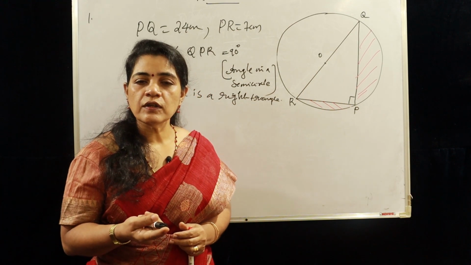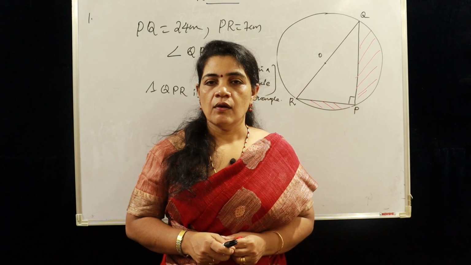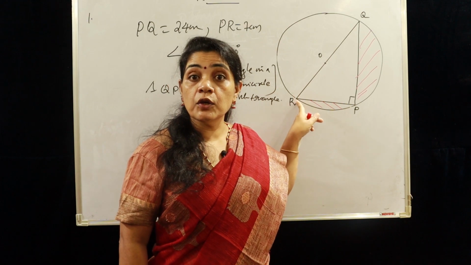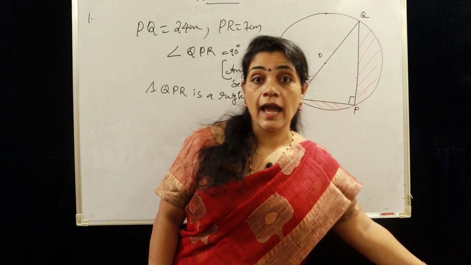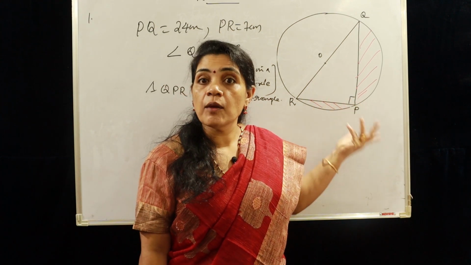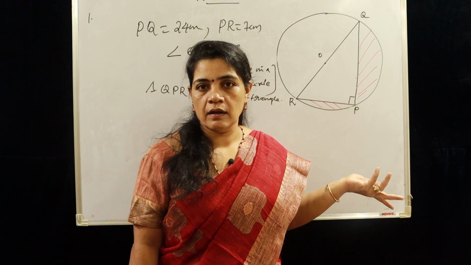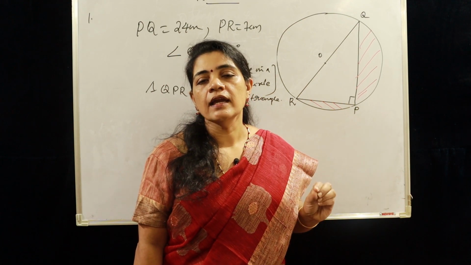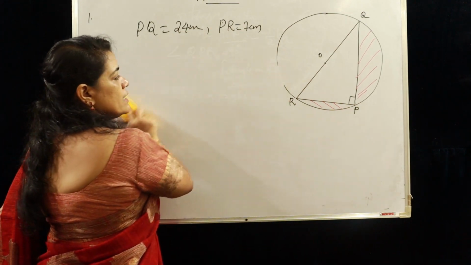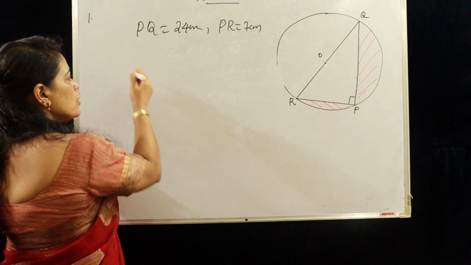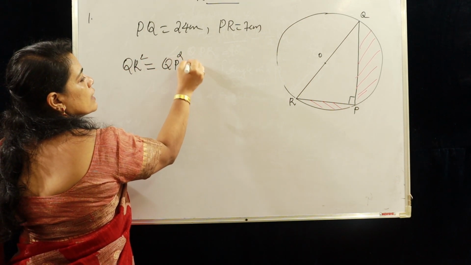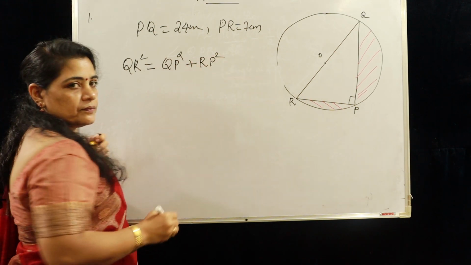In order to get the radius, we should calculate this QR, that is the diameter of the circle. This diameter RQ is the hypotenuse of the right triangle QPR, so you can apply the Pythagoras theorem. By using the Pythagoras theorem, the square of the hypotenuse, QR square, is equal to QP square plus RP square.